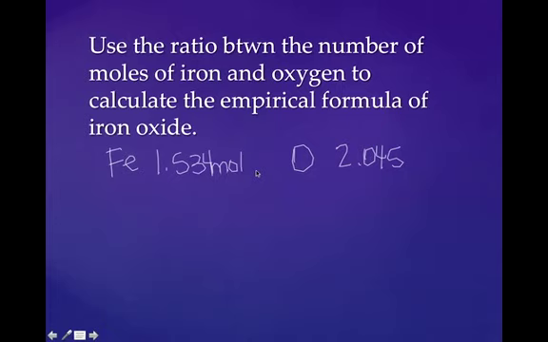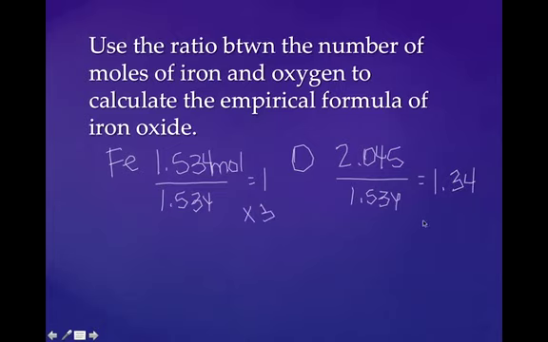And so to get this into a simplest ratio, just take both numbers and divide by whichever one was the smallest. So in this case, it was 1.534. And of course, this works out to 1, and this works out to 1.34, or about 1 1/3. And since this is about 1 1/3, to get rid of that third, multiply both of them by 3, because we can't have fractions. You can't have FeO 1 1/3.